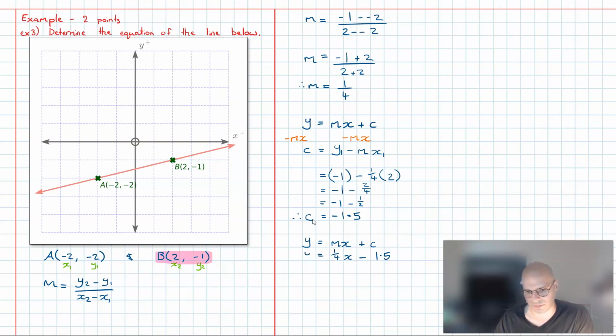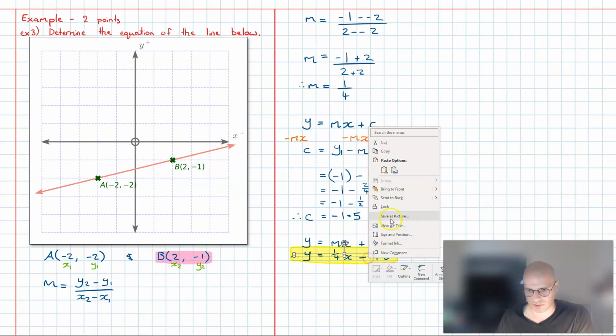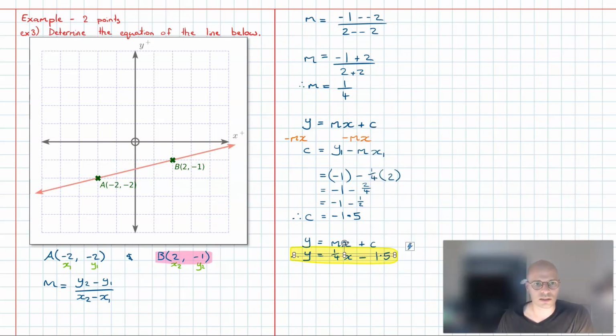And thus I have deduced the equation that describes this line over here. If you look really carefully, you'll notice the slope of this line is indeed a quarter, because you can go 1, 2, 3, 4, then up 1, so 1 over 4. And we're cutting the y-axis at roughly negative 1.5 there. So this is indeed going to be our solution.